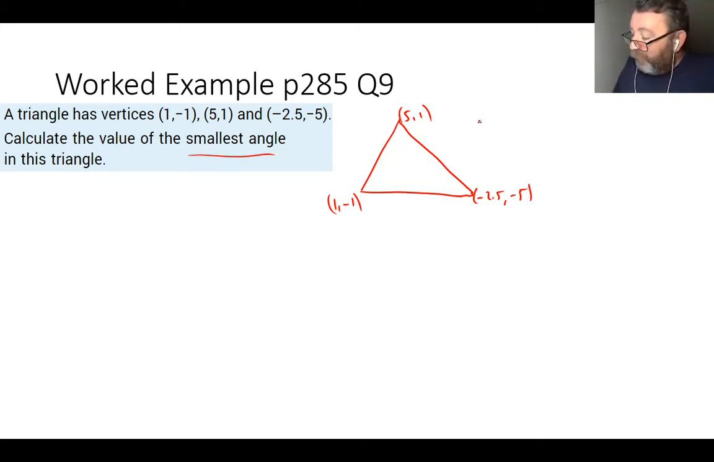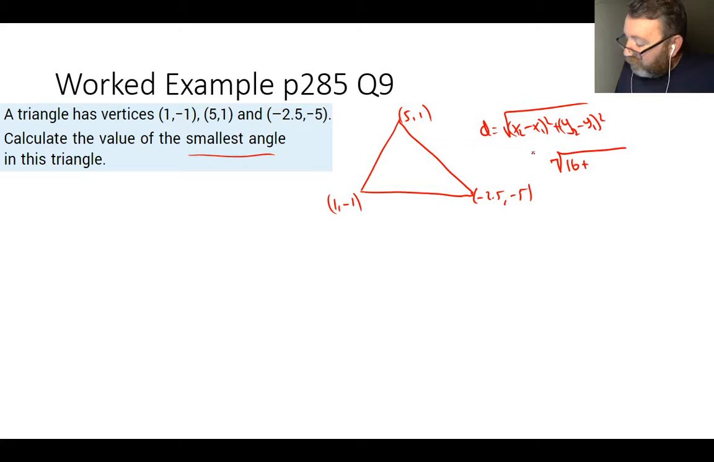So distance formula. Distance formula is d equals the square root of x2 minus x1 squared plus y2 minus y1 squared. Okay, so let's do it with this side here. Let's see what the length of that side is. So I'm going to plug them in and see what the distance is. x2 minus x1, 5 minus 1, 4 squared, 16, plus y2 minus y1 becomes 1 minus minus 1, which is 2, which is 4. So that becomes root 20. So that's root 20 in size.